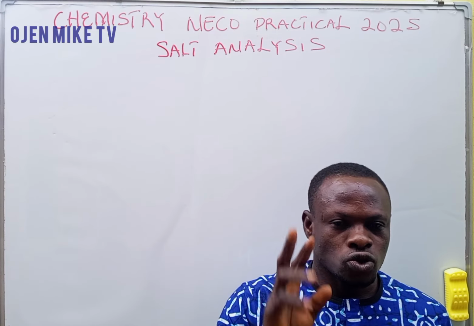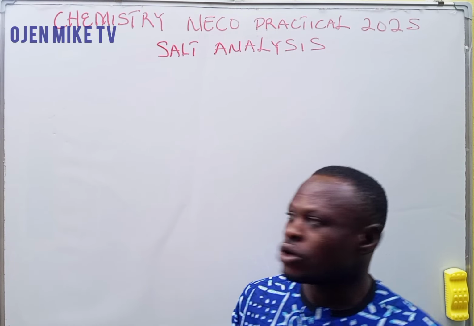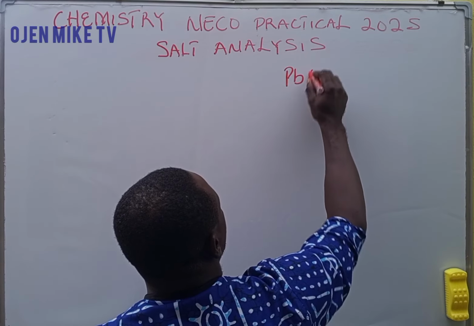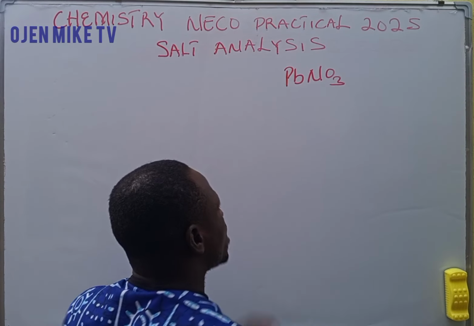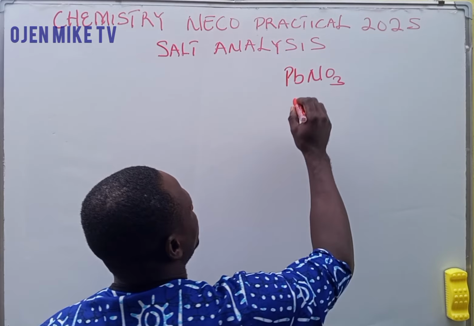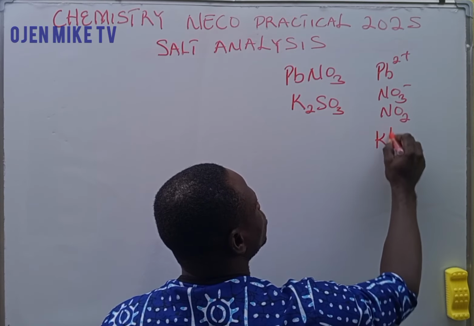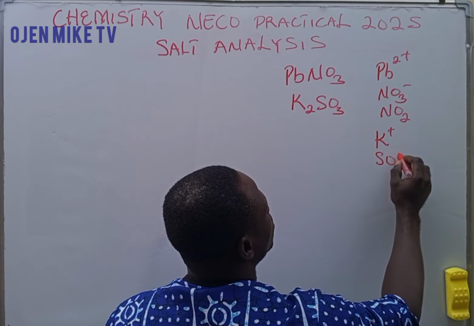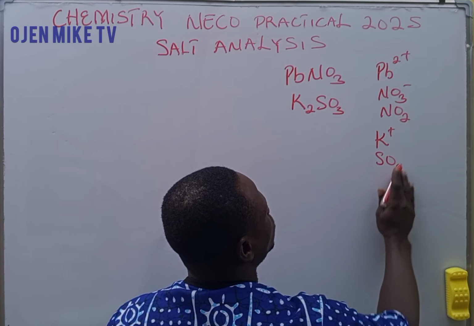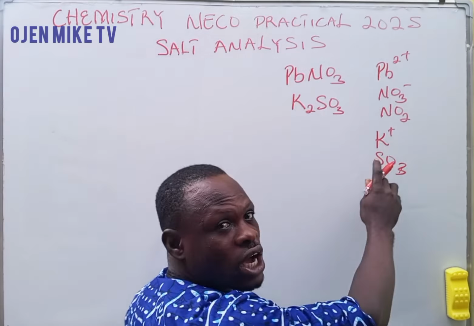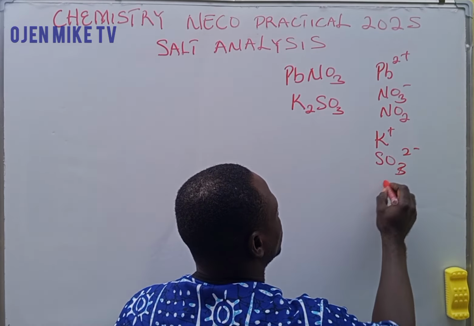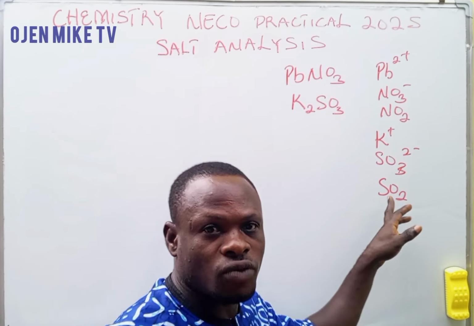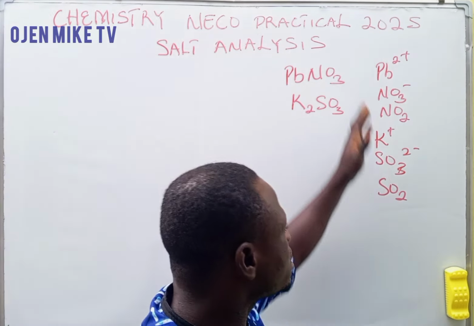So you are given two salts to analyze. What are the salts? We have lead 2 trioxonitrate, and we have to analyze for potassium ion. You are expected to analyze for sulfide ion, SO3, and SO2 gas, sulfur dioxide. These are the things.